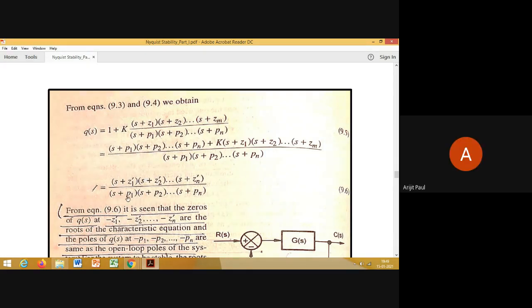And the poles of the characteristic equation are located at minus p1, minus p2, minus pm, right? So that was my open loop transfer function. This part is my open loop transfer function. So what we find is that the open loop poles are the same as the poles of the characteristic equation. Just compare these two. The open loop poles are located at minus pjs and the poles of Qs are also located at minus pjs. Is that clear?